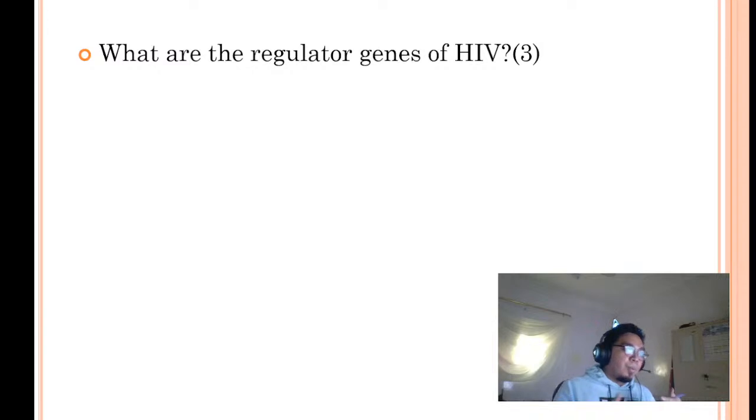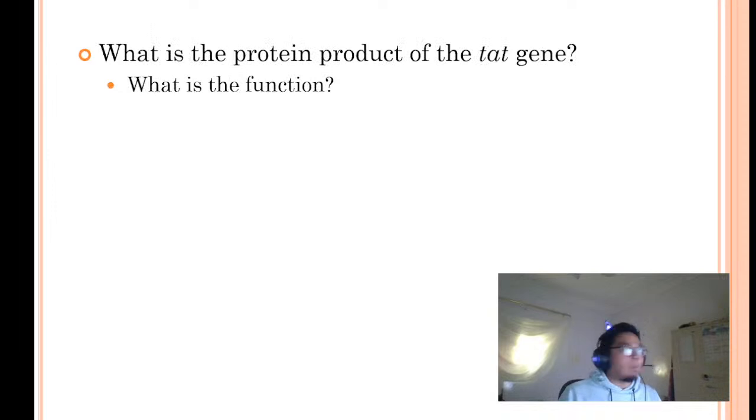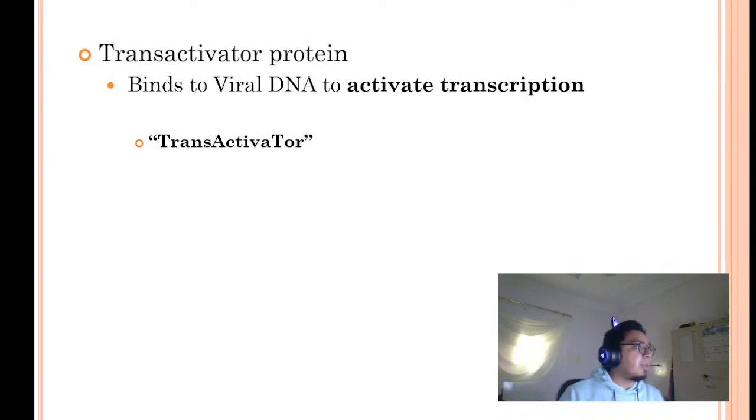And so what happens is the message encoded in your paper is either illegible or you can't read it anymore, which is the same thing that happens once a genetic material has become overused. So these regulatory genes are important for HIV to survive longer in the host. So what is the protein product of the TAT gene? Well, it binds to the viral DNA and activates the transcription.